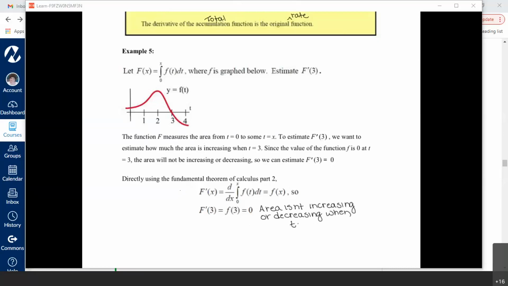When t is 3, you can see it right here from the graph. You can see that f of t is 0. So that's kind of like what we did before. Let's take a look at some more examples.